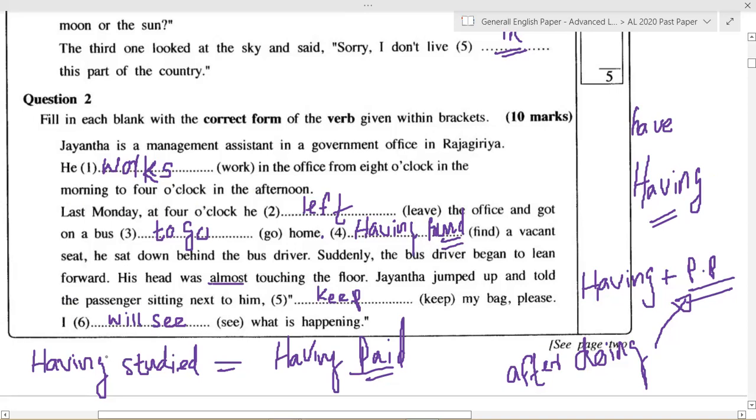Jayanta is a management assistant in a government office in Rajagiriya. He works in the office from 8 o'clock in the morning to 4 o'clock in the afternoon. Last Monday at 4 o'clock, he left the office and got on a bus to go home. Full stop. Having found a vacant seat, he sat down behind the bus driver. Suddenly, the bus driver began to lean forward.